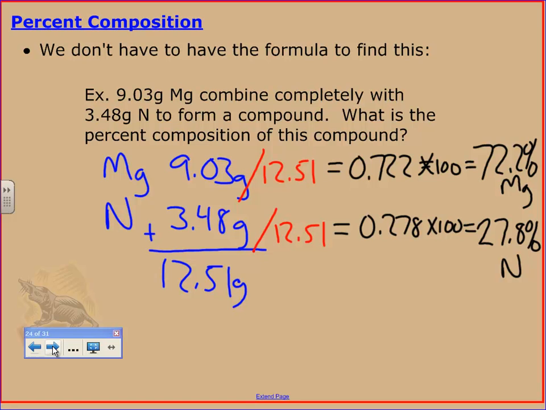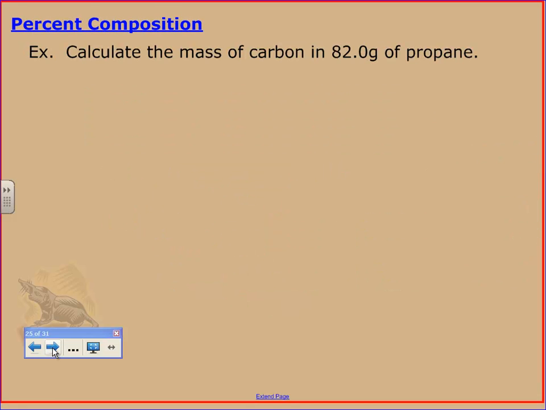If I added those up, I'd get 100%. If you do the whole thing, it adds up to 100. If you only do part like we did in the nitrogen one, it just is what it is.